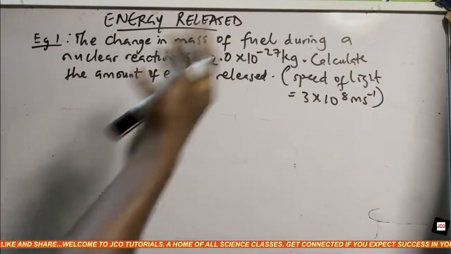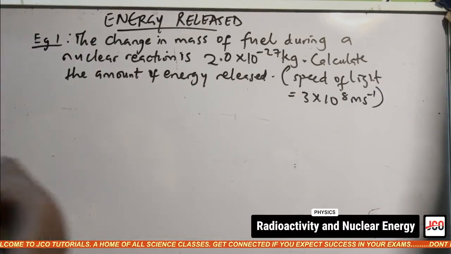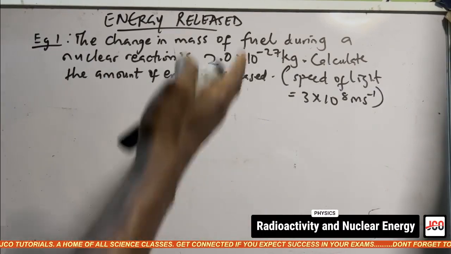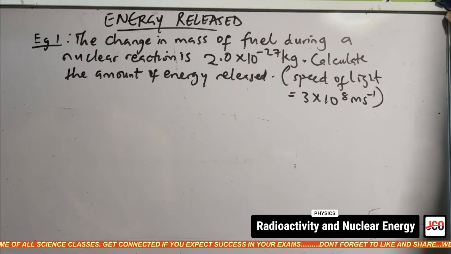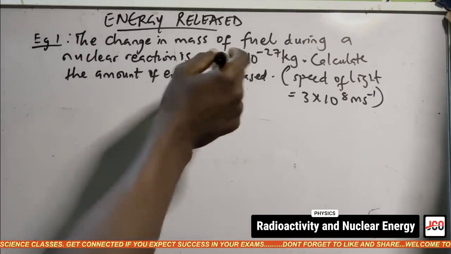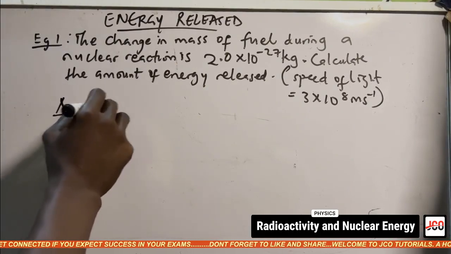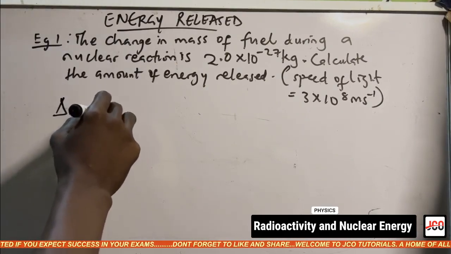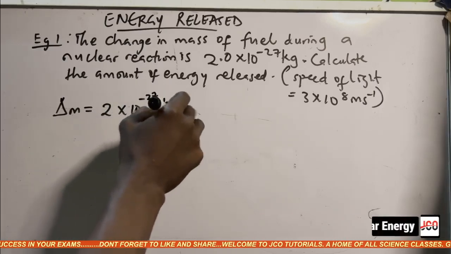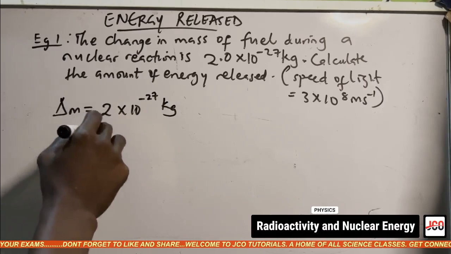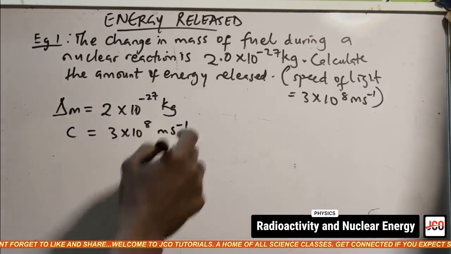What is it in kilogram? Just as we had in the previous class, we could calculate it in unified atomic mass units when they give us the elements, and subtract them. But they've already given us the change. We have to calculate the amount of energy released. Remember your Einstein's equation. In physics, we always state parameters. So your change in mass, the mass defect, is 2 times 10 raised to power minus 27 kg, and your speed of light is 3 times 10 raised to power 8 meters per second.